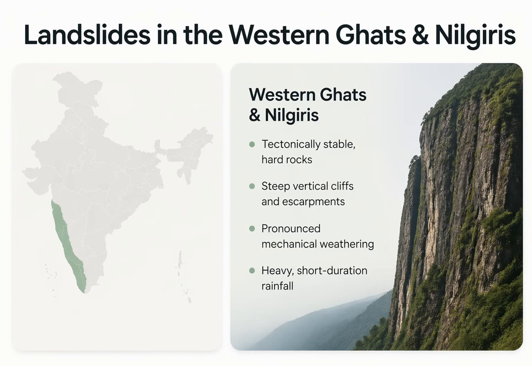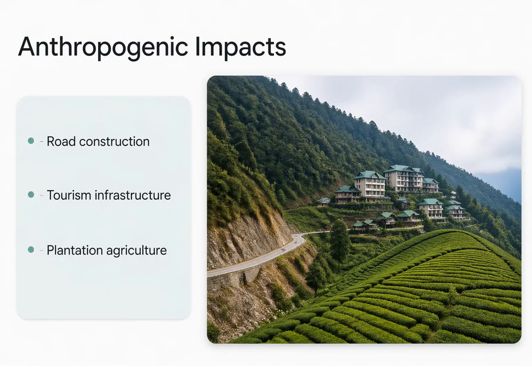In contrast, the Nilgiris and the Western Ghats along India's west coast are relatively tectonically stable and made of very hard rocks. Yet they still experience landslides and debris avalanches, though less frequently than the Himalayas. Why? Many slopes here feature almost vertical cliffs and escarpments. They experience pronounced mechanical weathering due to wide temperature fluctuations. Furthermore, they receive incredibly heavy rainfall over short periods during the monsoon, leading to direct rock falls and saturated debris slides.